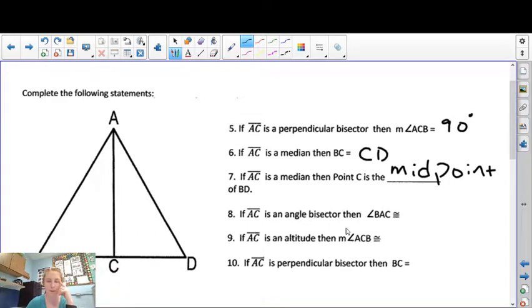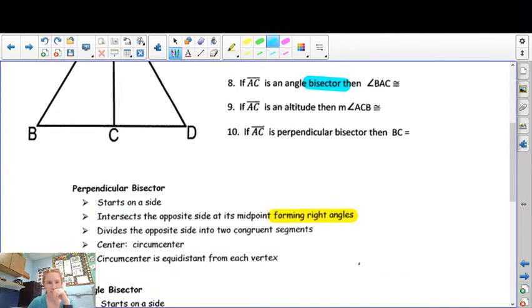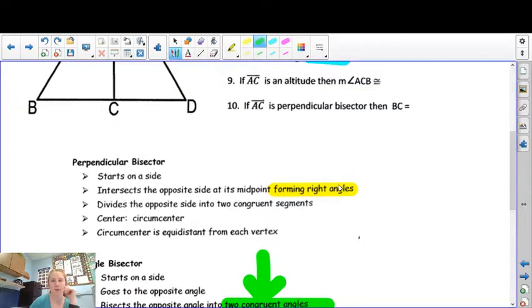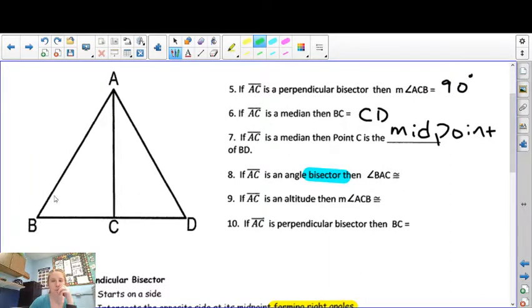If AC is an angle bisector, then angle BAC is congruent to, what does the word bisector mean? We have seen this word. Two congruent angles. So BAC is congruent to DAC. We have to go in order, remember.